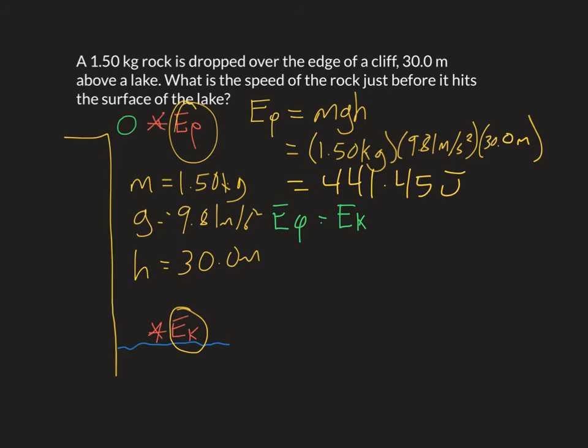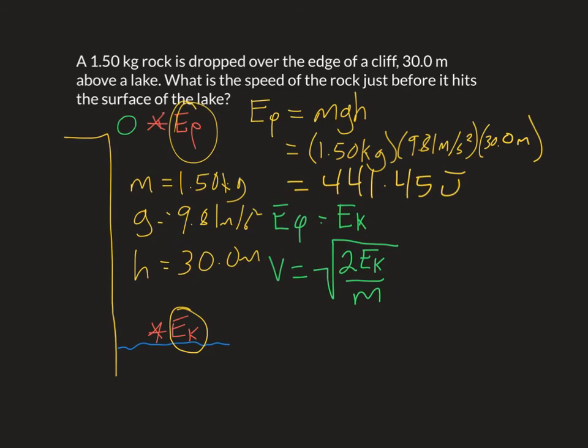And then from there, when we want to find speed, we want to use our v equals the square root of 2Ek divided by m. Now we know that our kinetic energy is 441.45 joules, and we know that our mass is 1.50 kilograms, so we have everything we need to solve this question.